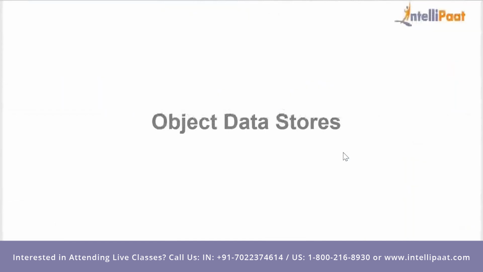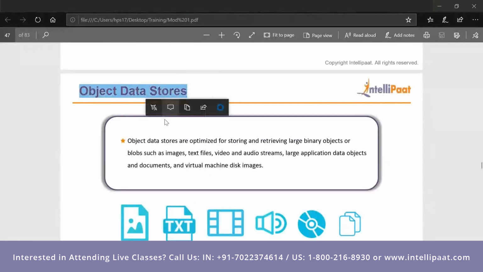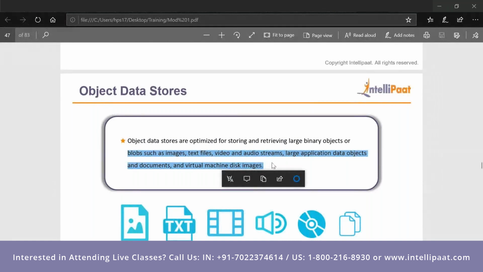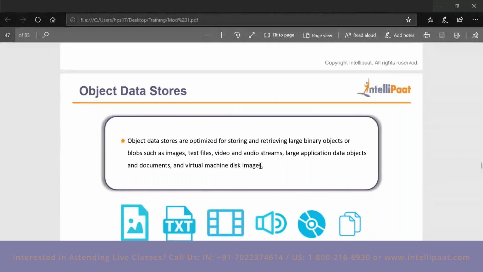The next is your object data stores. The object data stores are optimized for storing and retrieving large binary objects or blobs such as images, text, videos, audio streams, large application data objects, documents and virtual machine disks. So what happens? You get data from your social media, right? You can have anything: text, video, audio, documents, images, virtual disk images.